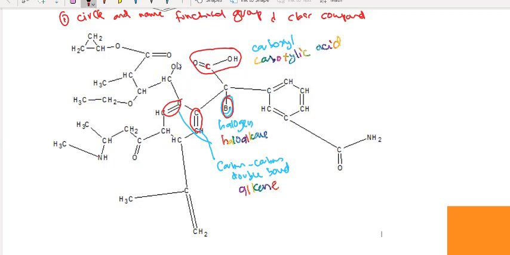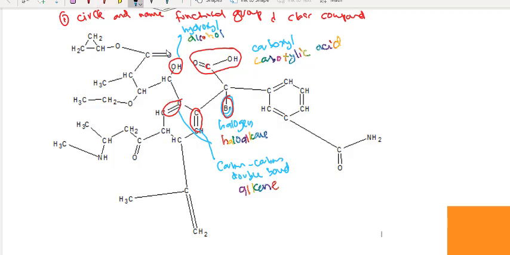And we got, okay, ni the common one, OH. OH maksudnya dia adalah alcohol kan? So alcohol is class of compound. So functional group dia apa? Functional group dia adalah hydroxyl. Class compound dia alcohol. Okay, apa lagi yang ada dalam ni?